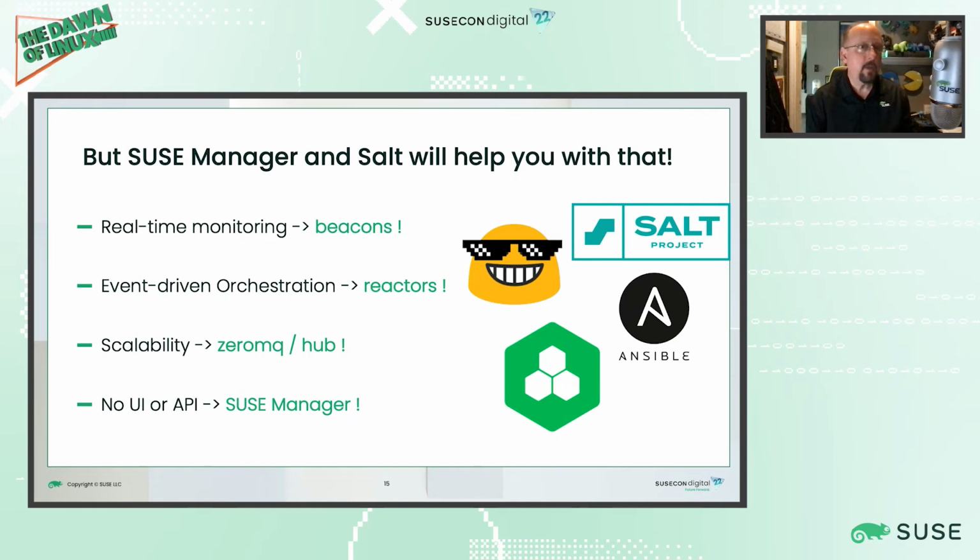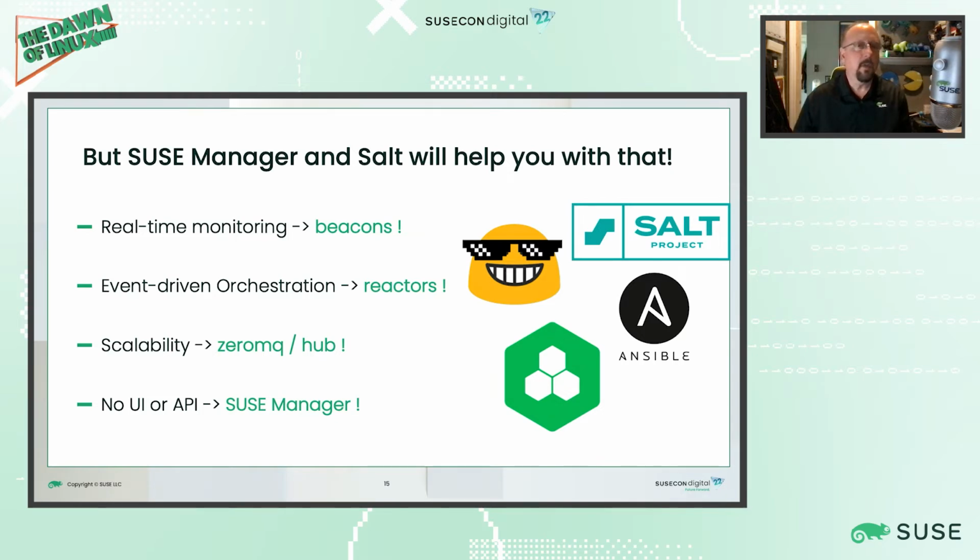With SUSE Manager, to manage real-time monitoring, we have something called a beacon. For event-driven orchestration, we talked about this already, we have reactors. And as far as scalability, the backend is using 0MQ for the message bus. And if you want to scale even further, you go with the hub design, as we saw too. And the front end, if you want a nice UI or the ability to use APIs, that's where SUSE Manager really comes in.